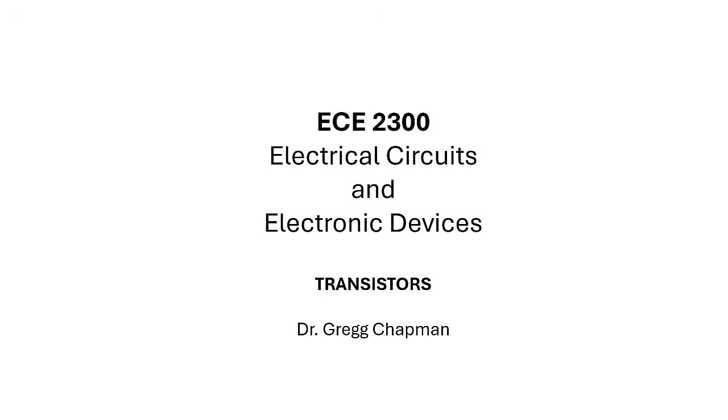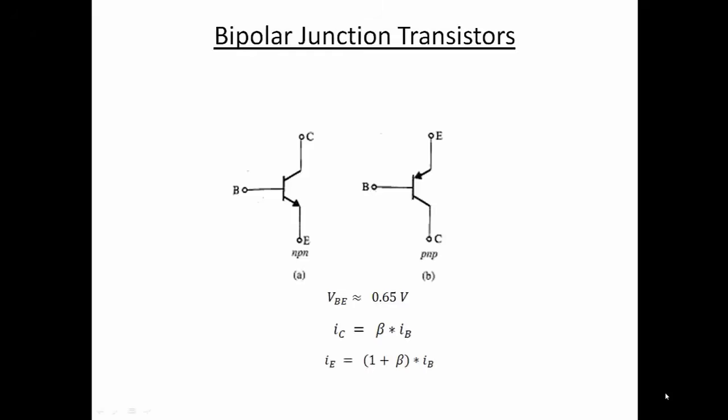Welcome to ECE 2300. In this lab, we will take a brief look at transistors. Two types of transistors will be used: the bipolar junction transistors and MOSFET transistors. Bipolar junction transistors come in two flavors, NPN and PNP.